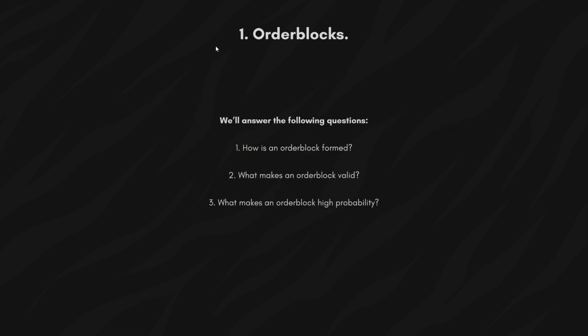First of all, we will be discussing the intricacies and the details of order blocks. And within the next slide, I'll be helping you answer questions like how is an order block formed, what makes an order block valid, and most importantly, what makes an order block high probability. Okay, these are the three important questions surrounding order blocks, and I'll be showing you how to answer them in the next slide.